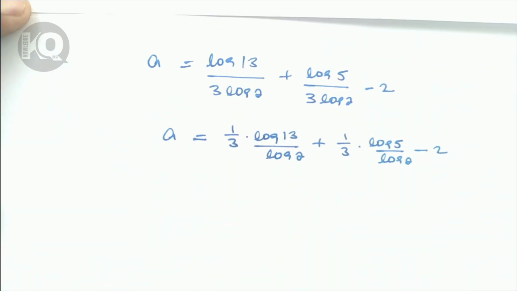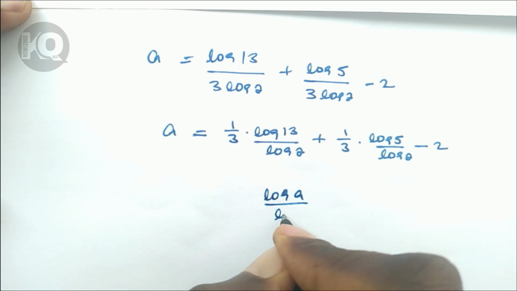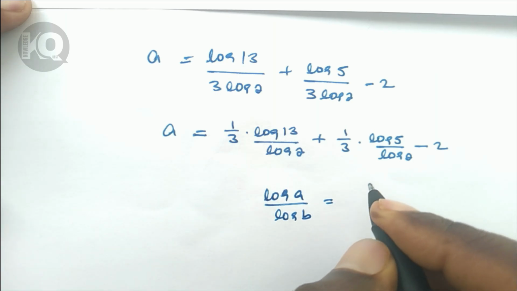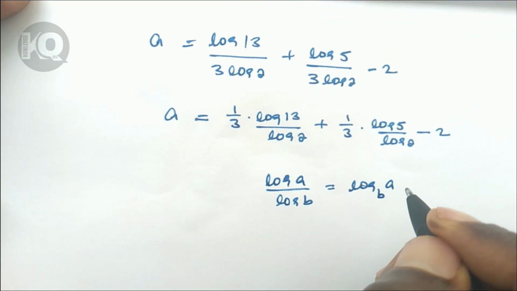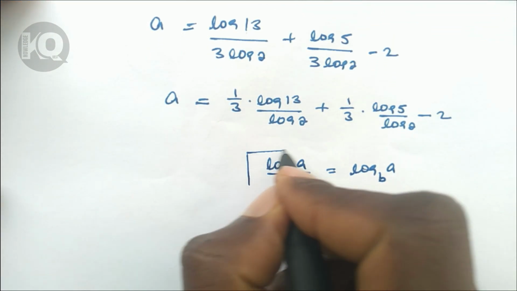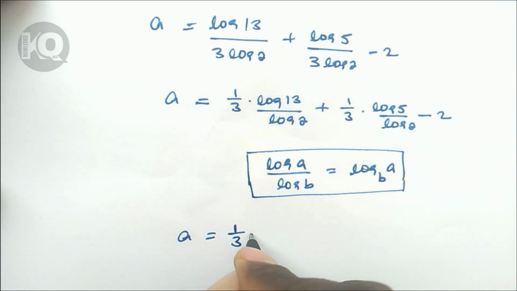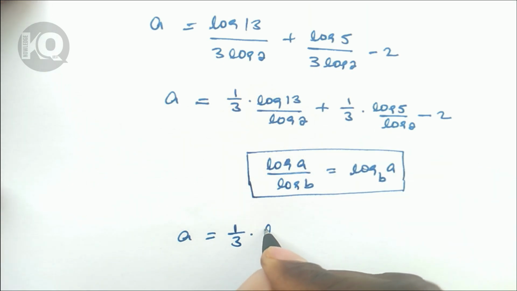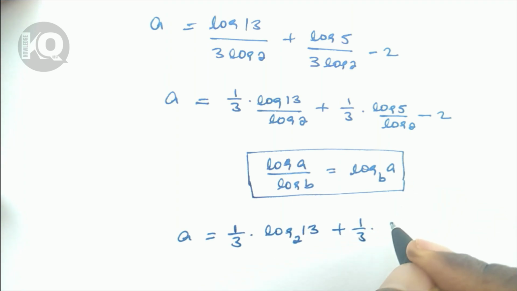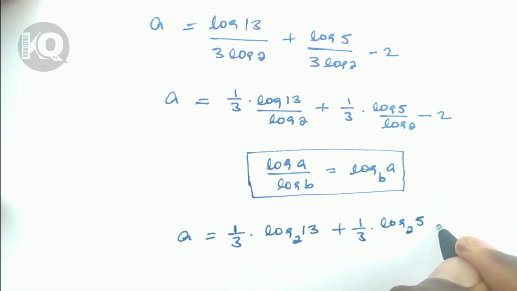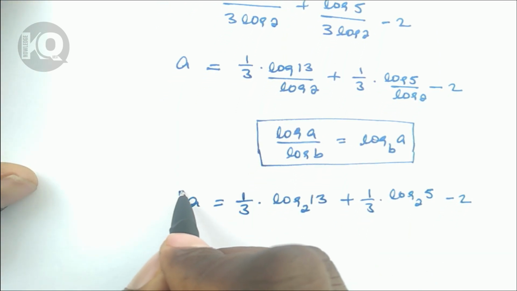In the next step, we know that log of a divided by log of b is equal to log of a to the base b. So from this expression, x is equal to 1 over 3 times log of 13 to the base 2, plus 1 over 3 times log of 5 to the base 2, minus 2. So this is the value of x.